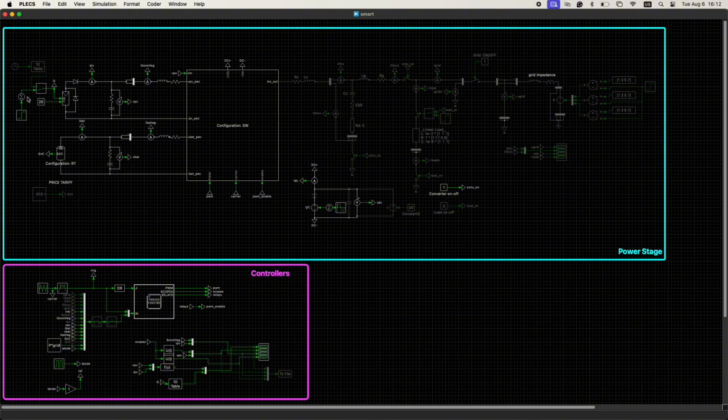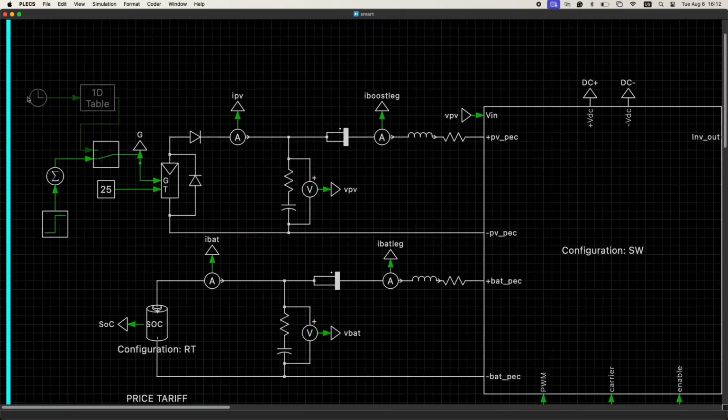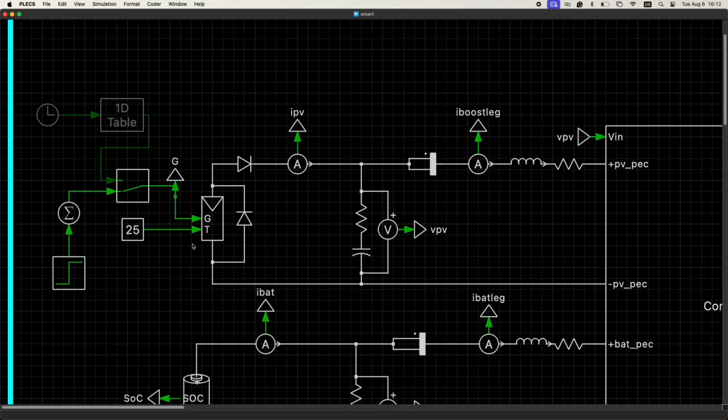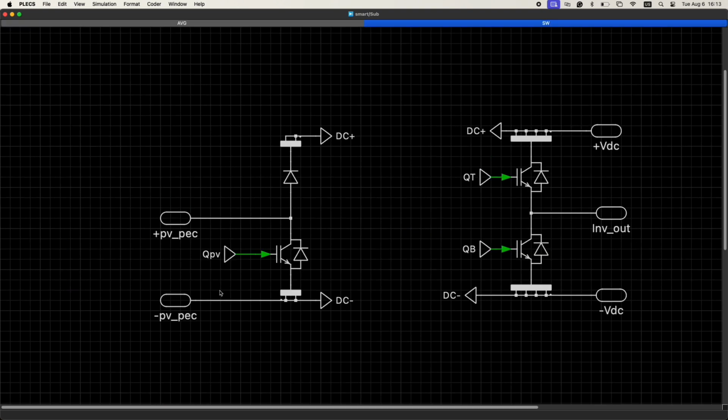Let's take a closer look at the PV system. We have the PV model, we have the corresponding inputs, which are the irradiance and temperature, and we can see also the passive components, the capacitor and the inductors, and a wire multiplexing block indicating two branches. Then we have the characteristic switching network of the boost converter that is finally connected to the DC boost voltage.